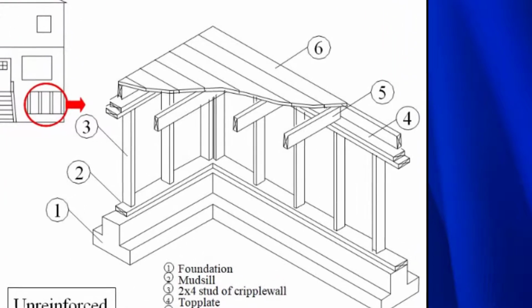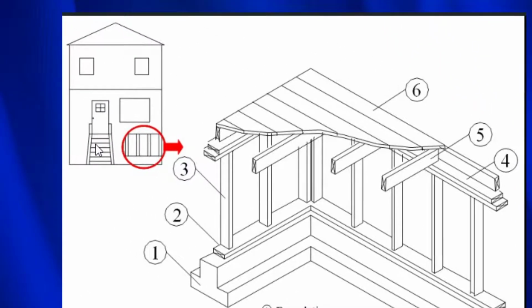Now a cripple wall is just like what you see right here. This is the foundation of the house. This is the wall, that's called a cripple wall, and then this right here is the floor that you walk around on. A good way to find out if you have cripple walls is if you have more than 2 or 3 steps leading into the front door, good chance you have one.